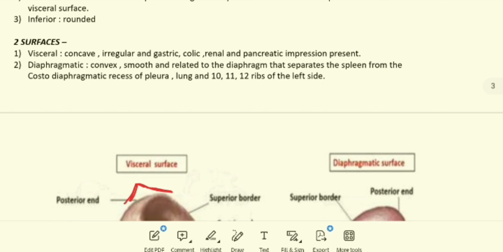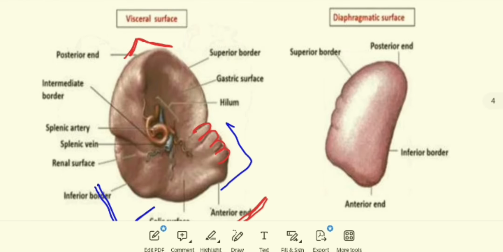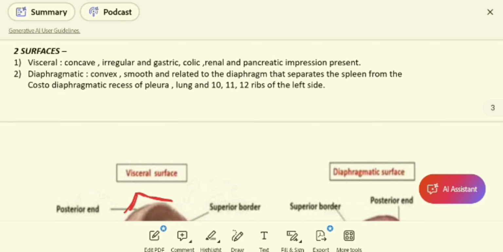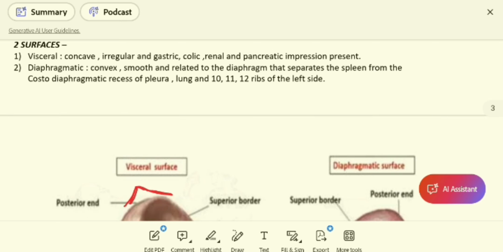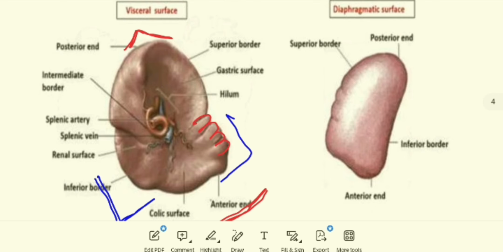Now we have two surfaces. We have a visceral surface that is concave, irregular, gastric, colic, renal and pancreatic impressions are present here. So as you can see in the diagram, this is the visceral surface. And diaphragmatic surface is convex, smooth, related to the diaphragm that separates the spleen from the costodiaphragmatic recess of pleura, lung, 10th, 11th and 12th ribs of the left side. Okay, so this is the diaphragmatic surface.